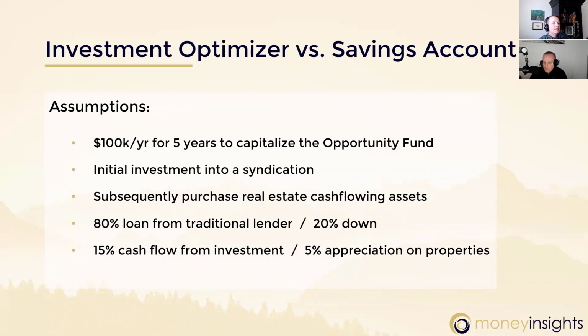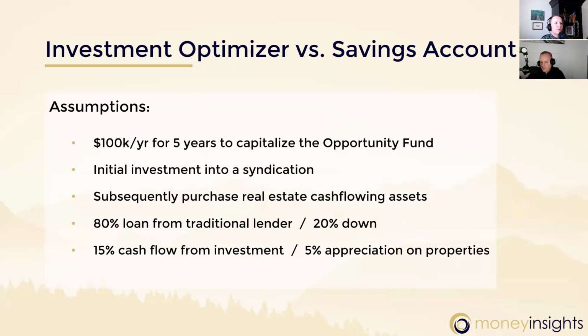So our basic assumptions to begin with are we're going to assume that this person is setting aside $100,000 a year for 5 years to capitalize their opportunity fund, okay? And they're going to start investing with those funds. So initially we're going to invest in a real estate syndication. And then after that, as we continue to put money into the opportunity fund, and as that syndication is kicking off some cash flow, we're going to capture all of that inside of this opportunity fund and then go out and start buying additional real estate properties.